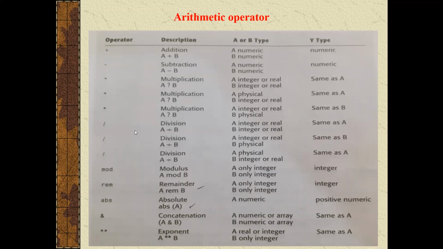For performing the division operation, A divided by B, this symbol will be used. A is an integer or it may be real, and B is an integer or it may be real. The output is always A's type. Similarly, if A is an integer or real and B is a physical type, then the output will always be physical type.